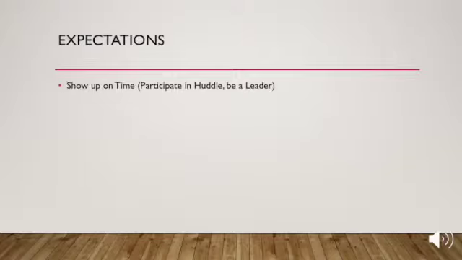Let's go to expectations. So expectations: show up on time. So that would be, participate in the morning huddle, be a leader. Always you should treat staff with respect. You should have a good working relationship. You don't want it to be too close. You wouldn't want your associate to be too involved with any employees, but treat them with respect.